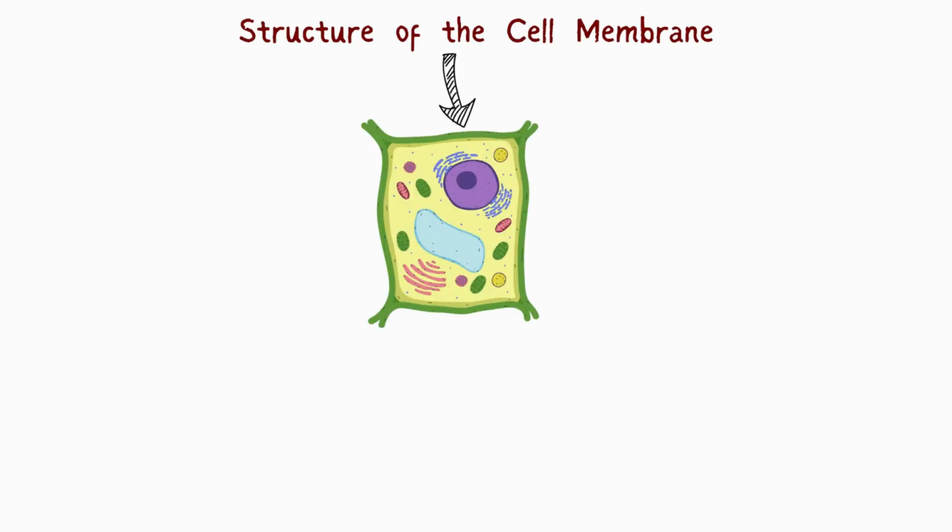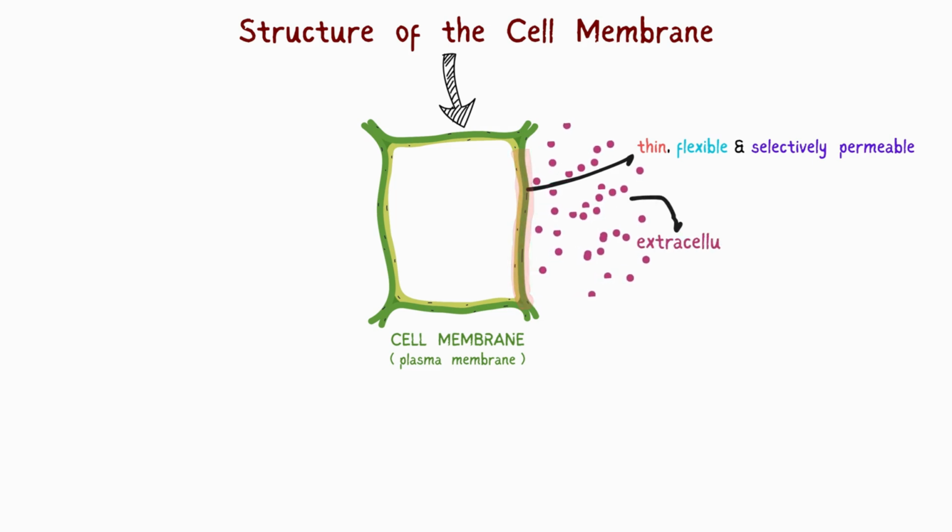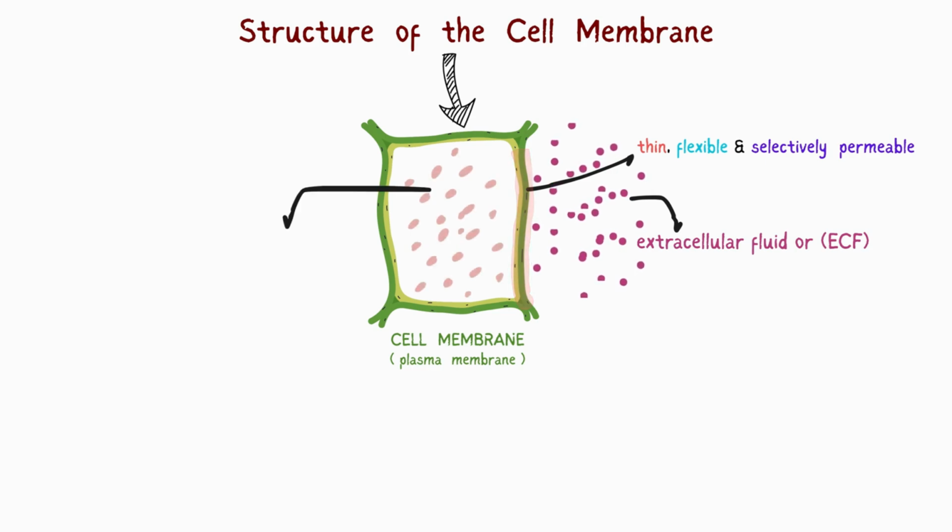Today, we will understand the structure of the cell membrane, the living boundary of every cell. The cell membrane, also called the plasma membrane, is a thin, flexible, and selectively permeable covering that surrounds the cell. It separates the fluid outside the cell, called extracellular fluid, or ECF, and the fluid inside the cell, called intracellular fluid, or ICF, and maintains the internal environment of the cell.